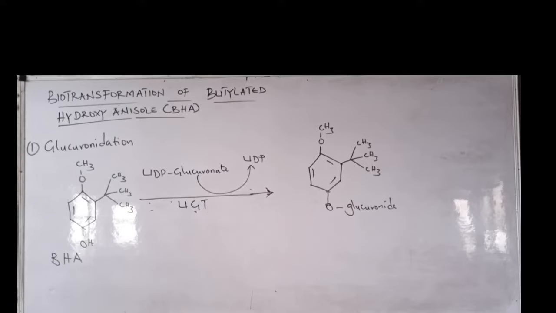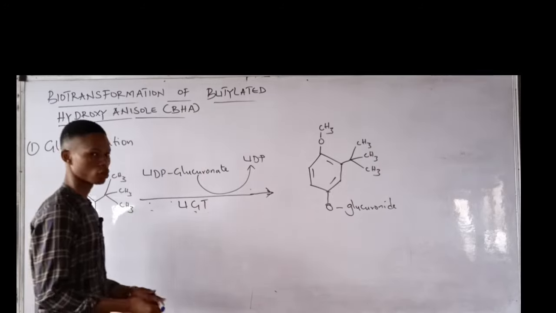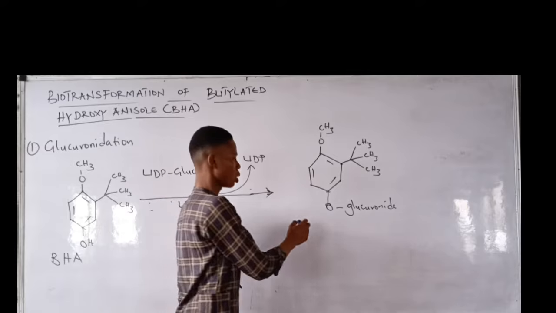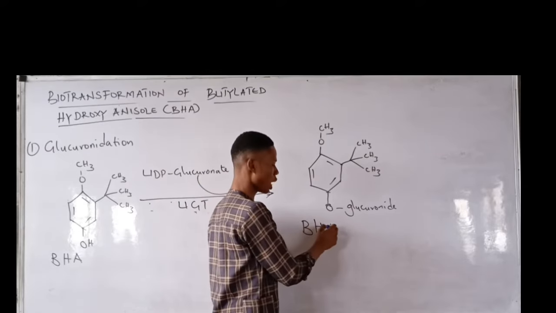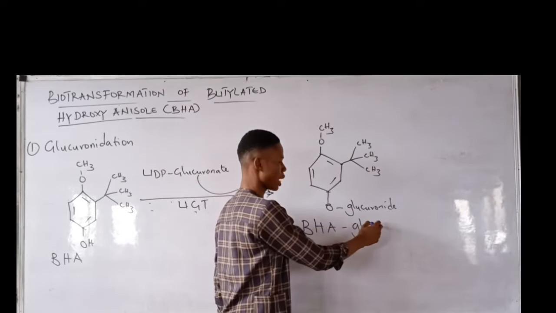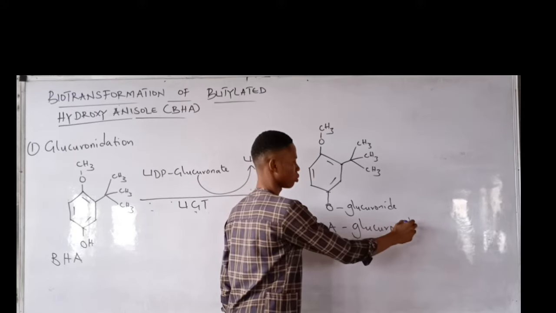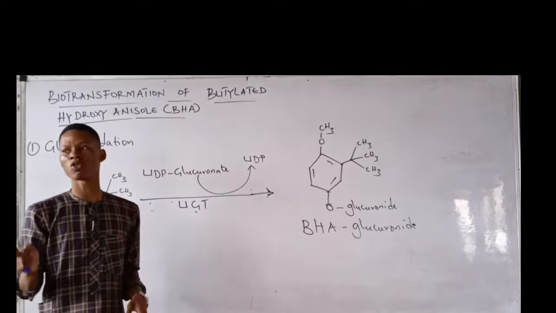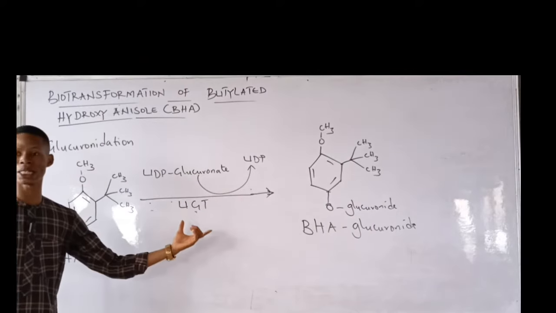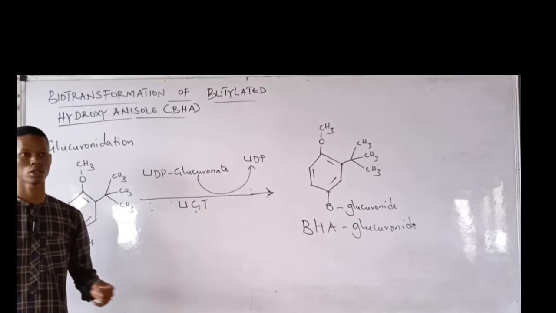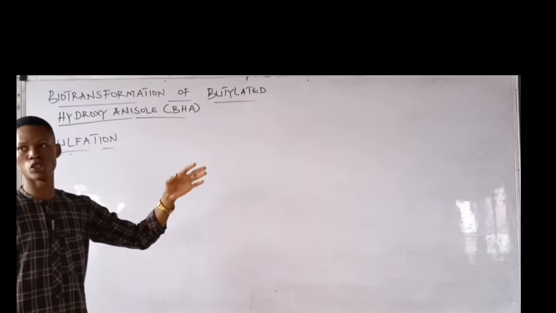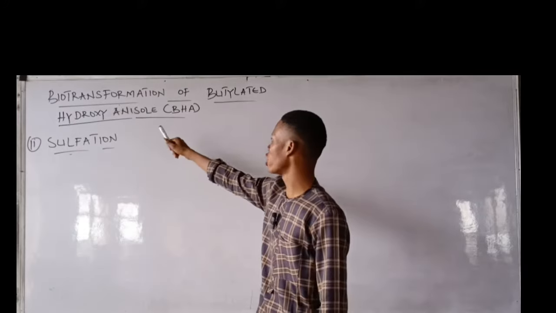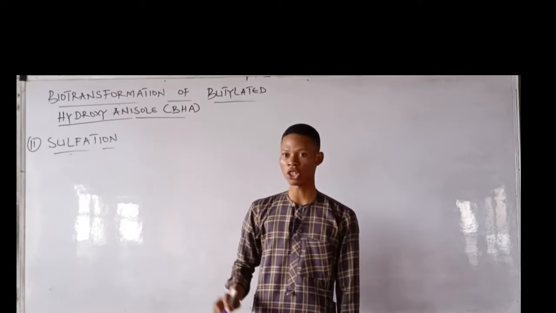Okay, what will be the name of this compound? Butylated hydroxy anisole glucuronide, right? That's it. Please, if you are drawing it, ensure you put this name and the enzyme. They are very important. The second reaction, the phase 2 reaction that butylated hydroxy anisole can undergo, is sulfation.